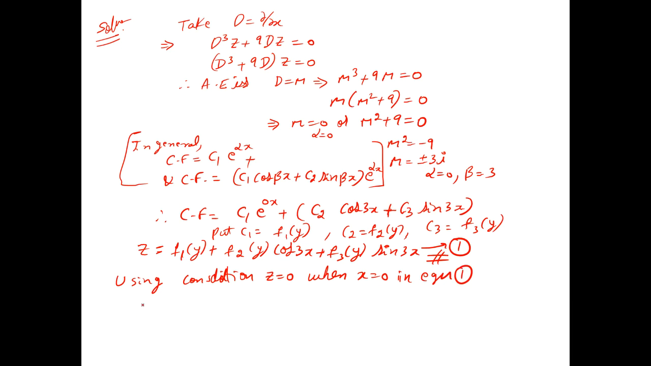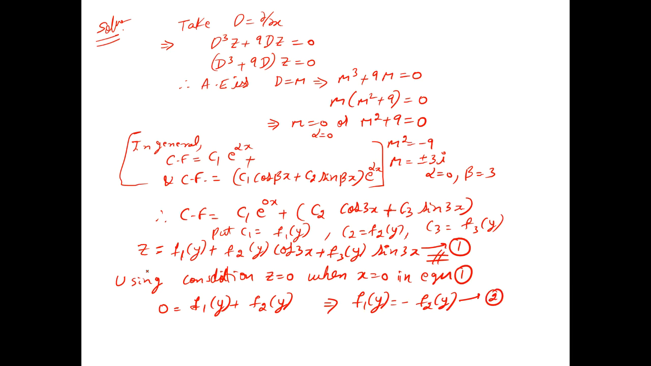So what will I get here, students? Yes, it is 0 is equal to f1y plus f2y. That implies f1y is equal to minus f2y. So this equation I am going to consider as equation 2.